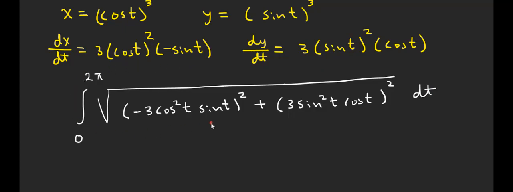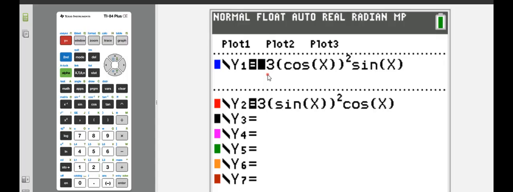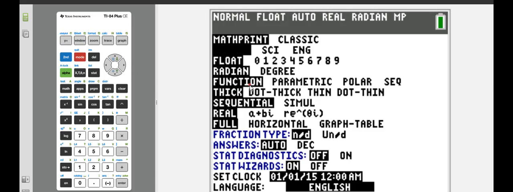Now, doing this by hand will be very complicated. So we're going to use our graphing calculator. When we use our graphing calculator, your dx dt is going to be y1, and your dy dt is going to be y2. So this is your y1, which was dx over dt, and this is your y2, dy dt. Now again, I'm not in parametric mode, I'm in function mode. So make sure you go to mode and change back to function.